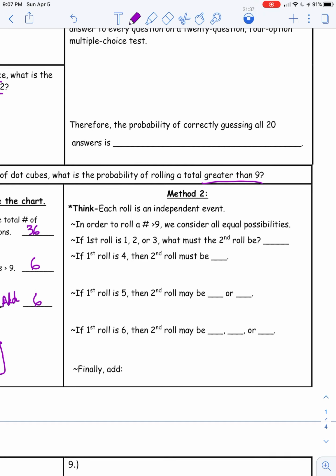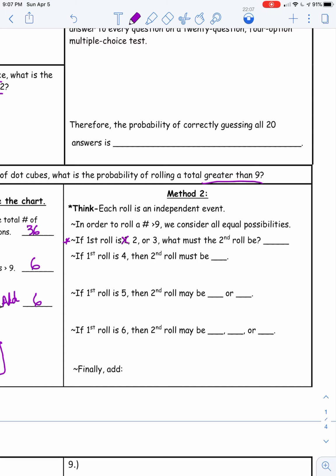In order to roll a number that's greater than 9, we have to consider all the equal possibilities. I'm going to start right here. I want to think to myself, if my first roll is a 1, what could I roll that would give me a total number that's greater than 9? Since the largest number on a dot cube is 6, if I rolled a 1 and a 6, I'm only at 7, correct? So 1 isn't even applicable.